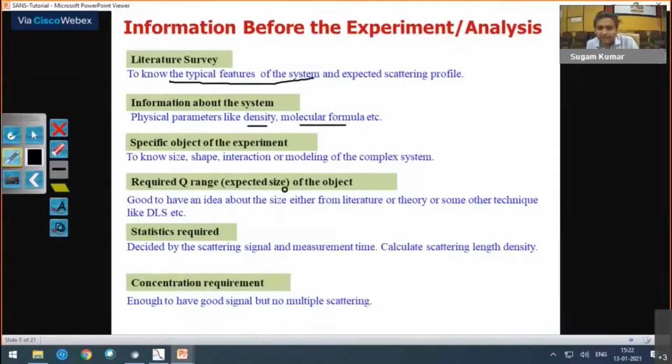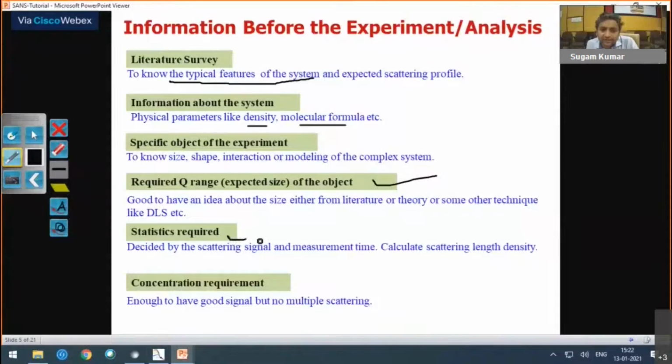Then another very important parameter is the required Q range. Suppose we have a long rod and our Q range is not sufficient to provide the information of the length of the rod. Then there is no point in fitting the length of the rod. This will be another example I will take up. So we must know what length scale can be covered in the given Q range.